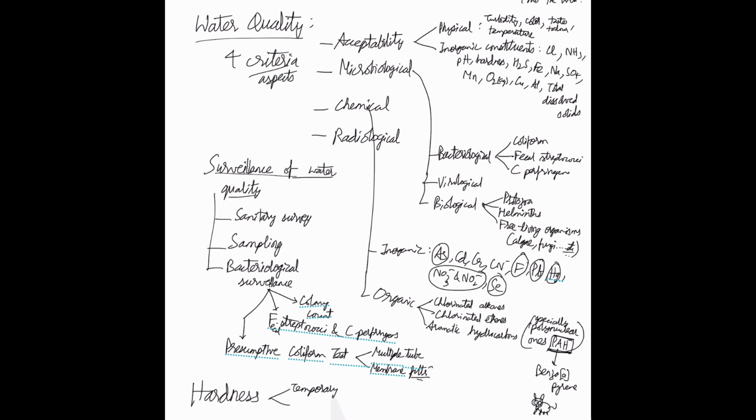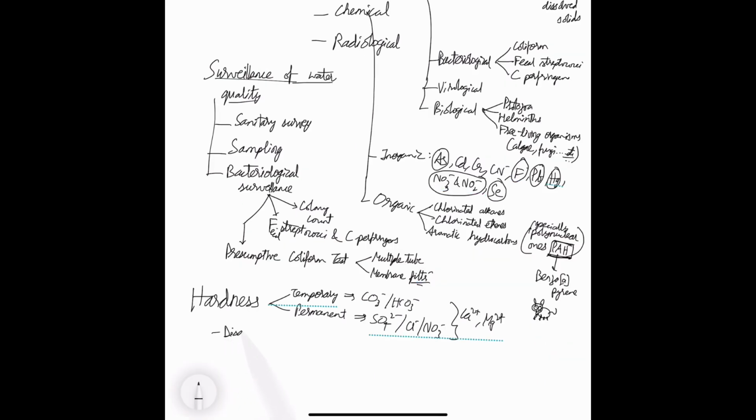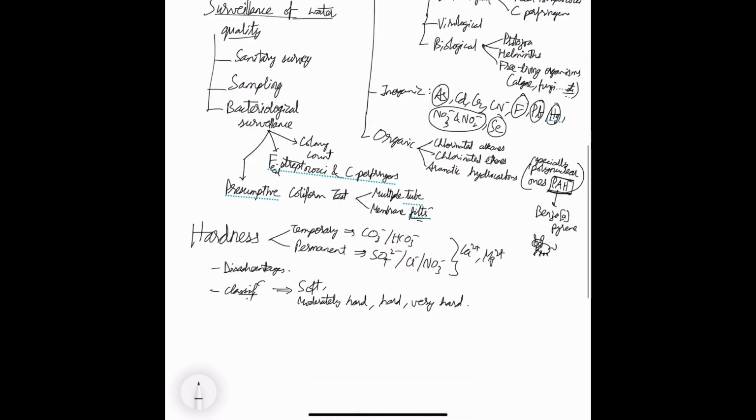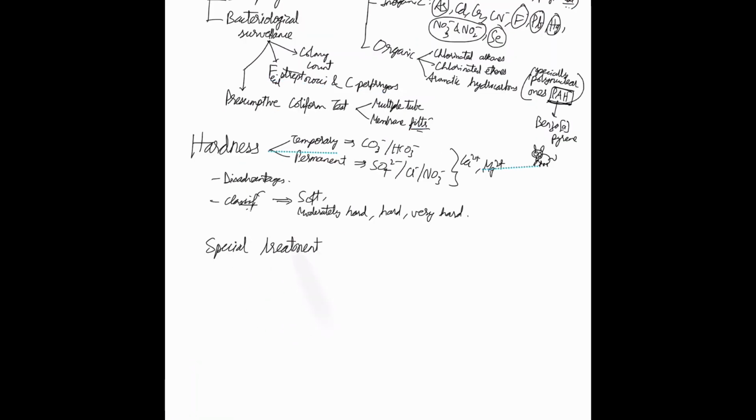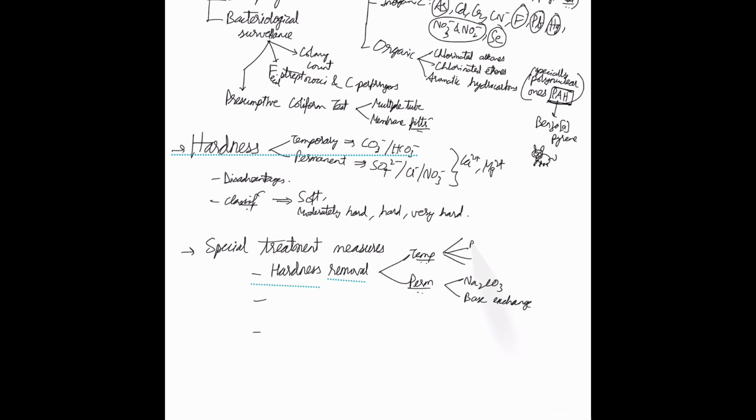We also discuss the hardness of water, which can be temporary or permanent. Temporary hardness is by carbonate or bicarbonate ions, and permanent hardness is due to sulfate or chloride or nitrate ions, along with the cations that are calcium and magnesium. We also talk about the disadvantages of using hard water, while the advantage is that it's cardioprotective. Water can be classified based on hardness into soft, moderately hard, hard, and very hard, according to a classification that's given in the textbook.